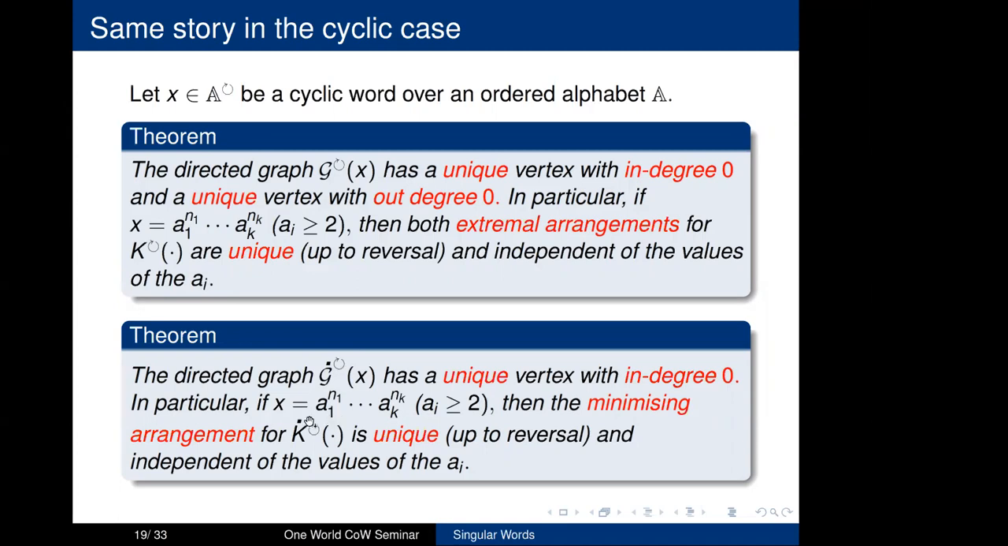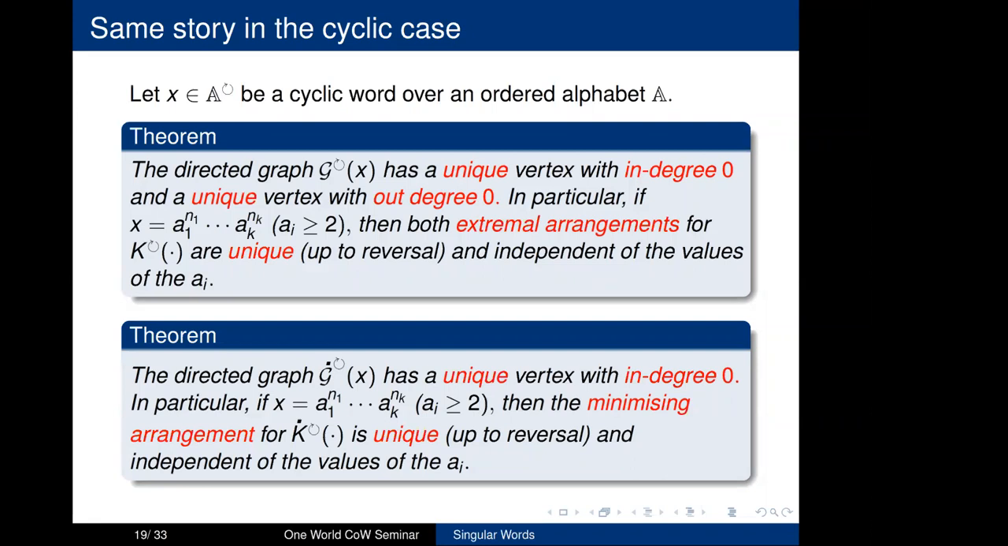And so in particular, what you can say is that the minimizing arrangement for the cyclic version of the singular continuant is unique up to reversal and independent of the values of the a_i. Okay, so I hope I've convinced you that these four properties seem very similar to one another, this sort of chain of inequalities where you either want them to go one way or in the opposite way.